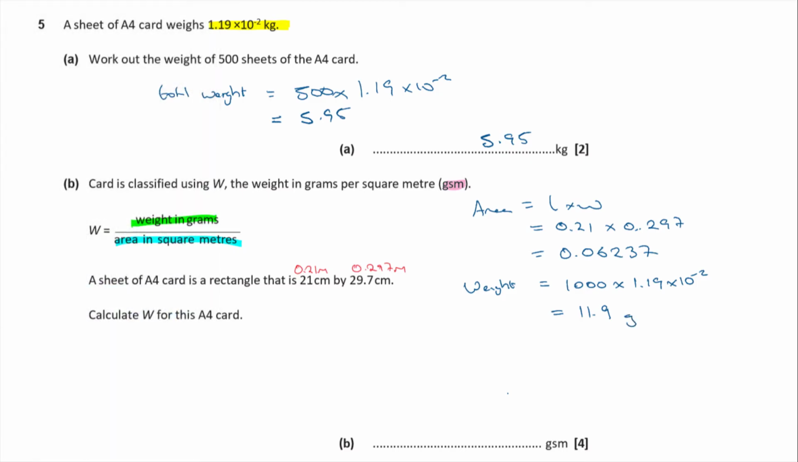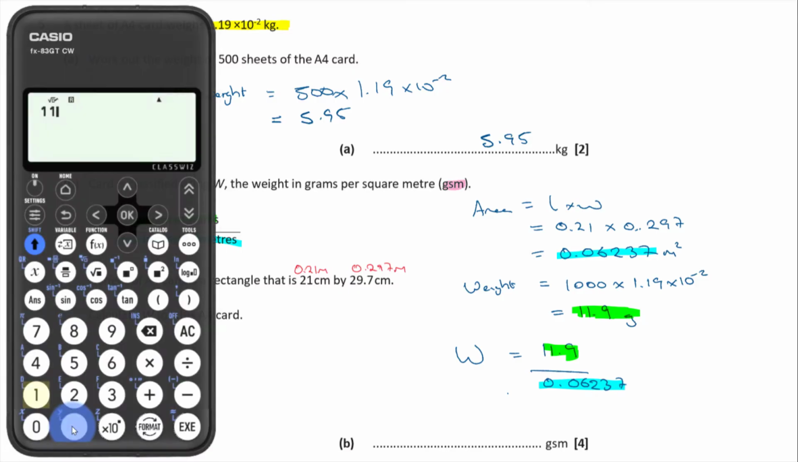Okay, so my weight is now in grams and my area is in square meters. So now I'm ready to work out grams per square meter, aren't I? So then W is going to be the weight in grams, which is this one, 11.9. And my area is going to be this one, in square meters. So that's 0.06237.